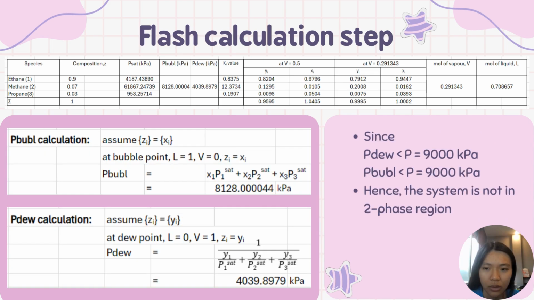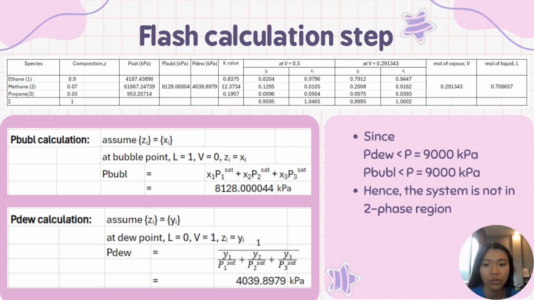Next, we start the P bubble calculation. Assuming the composition of species i equals the mole fraction of liquid of species i. At bubble point, it contains 1 mole of liquid but 0 mole of vapor. P bubble equals the summation of the mole fraction of liquid of species i times P saturated of species i, and we will get 8128 kilopascal.